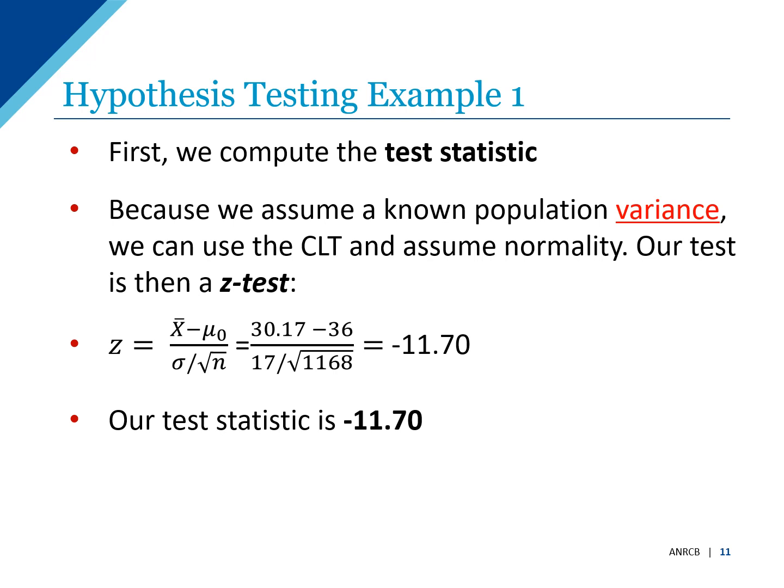First, we compute the test statistic. Because we assume a known population variance, we can use the central limit theorem and assume normality. Our test is then a z-test, where X bar is our observed mean age in months of 30.17, and we subtract mu naught, which is the population mean of 36 months, for our numerator. In our denominator, we take the variance of 17 and divide it by the square root of our sample size, n. If we complete the equation, our test statistic is negative 11.70.